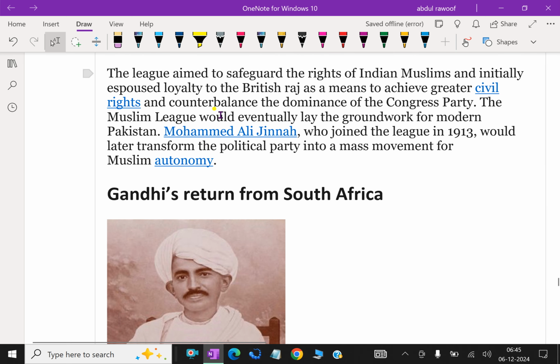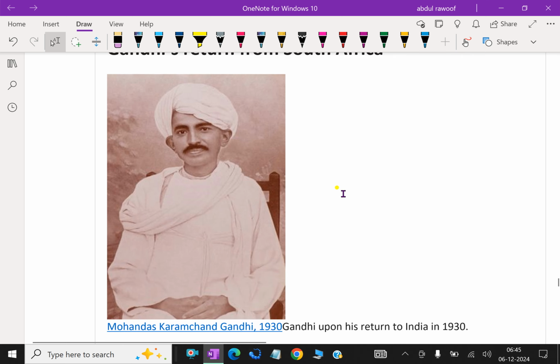The League aimed to safeguard the rights of Indian Muslims and initially espoused loyalty to the British Raj as a means to achieve greater civil rights and counterbalance the dominance of the Congress Party. The Muslim League would eventually lay the groundwork for modern Pakistan. Muhammad Ali Jinnah, who joined the League in 1913, would later transform the political party into a mass movement for Muslim autonomy.